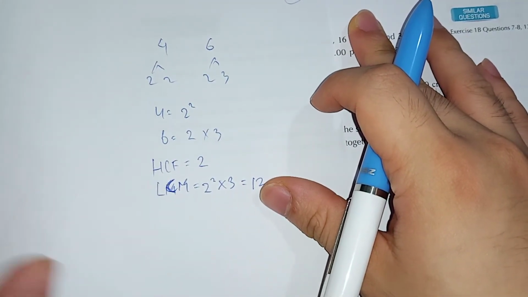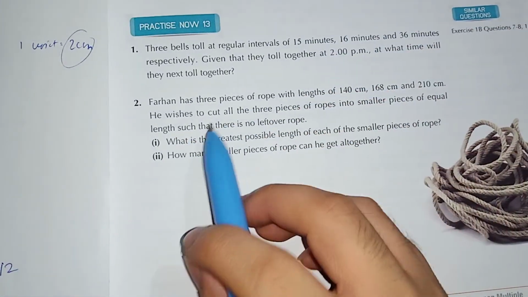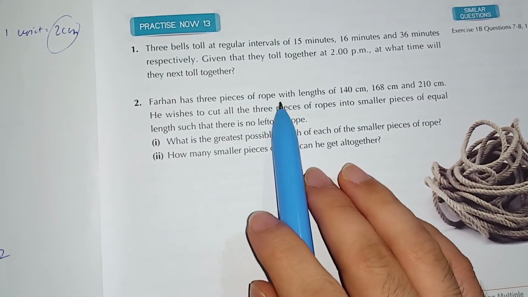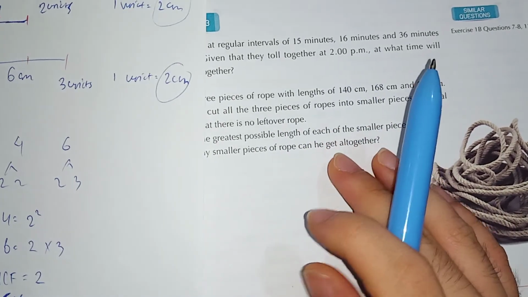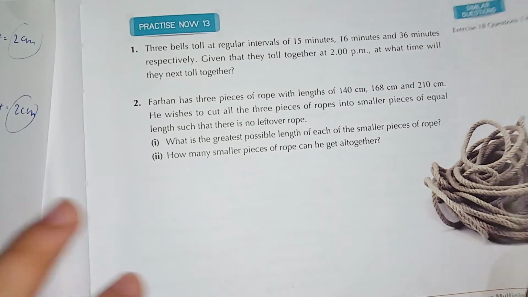We want to find the HCF, which is 2. So the same thing with this. If you want to find the greatest possible length, you know the answer already, right? HCF. So LCM, HCF. That's it.